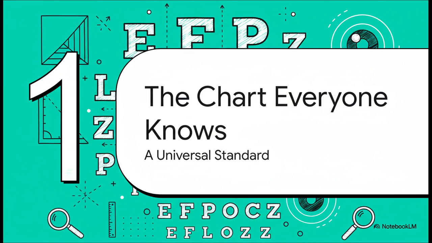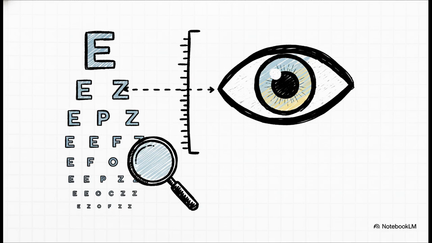Let's start by making sure we're all on the same page and get the baseline knowledge locked in before we dig deeper. So, at its core, it seems incredibly simple, right? It's a tool that gives us a very precise measurement. It's just a series of letters that get progressively smaller and therefore harder to see. And the patient's performance? Well, that gives us a standardized, repeatable measurement of their visual acuity. It's simple, it's elegant, and it's just so effective.